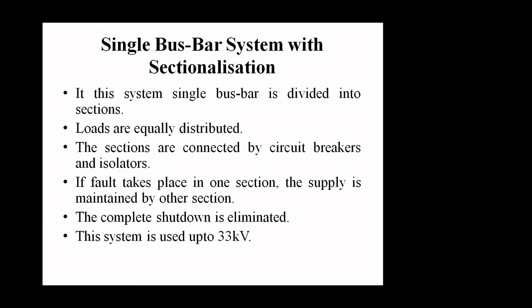Complete shutdown of the substation is eliminated, and hence this can be very well used up to 33 kV without complete shutdown. So we have the advantage of having sections in single bus bar.